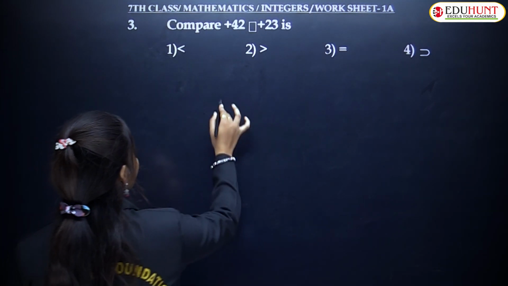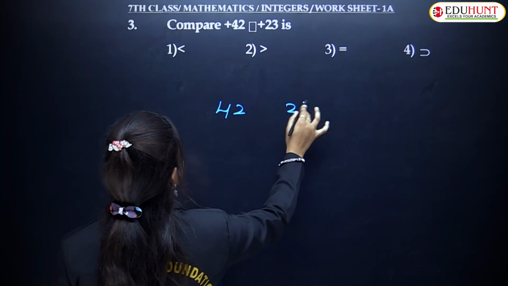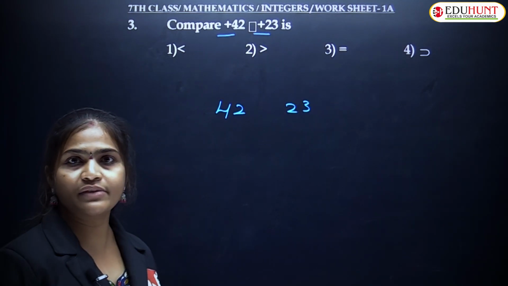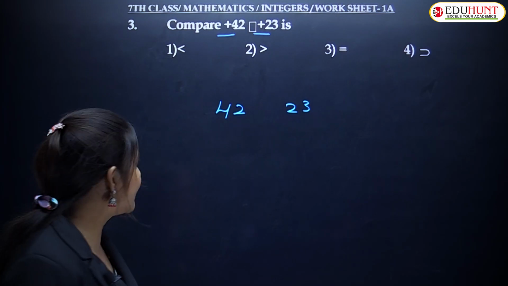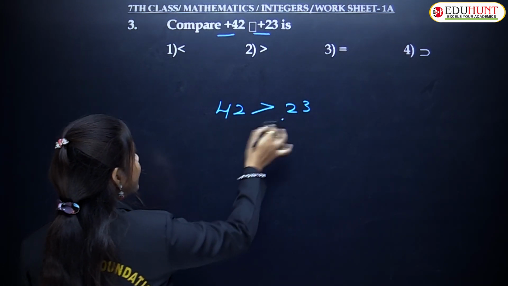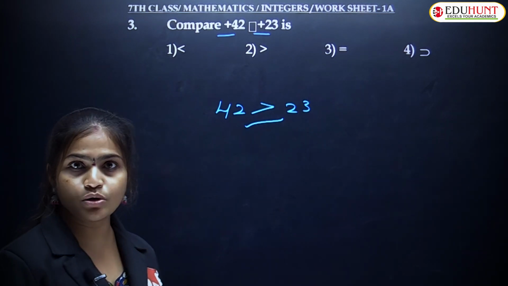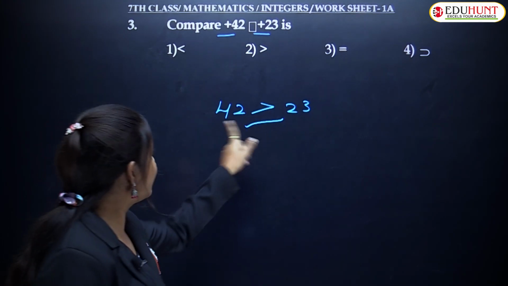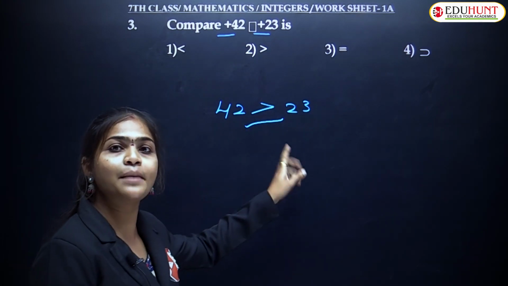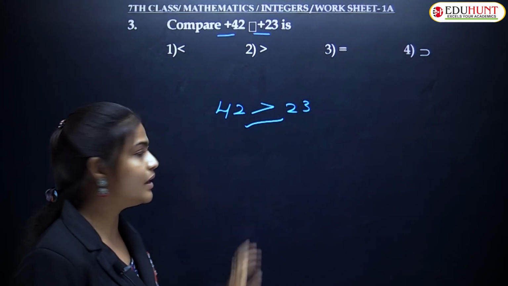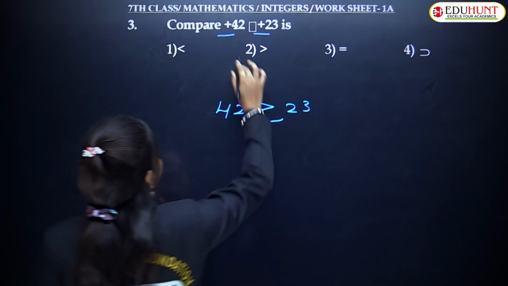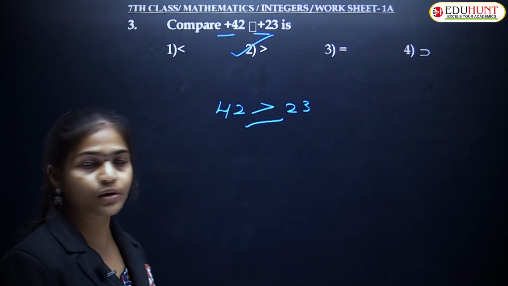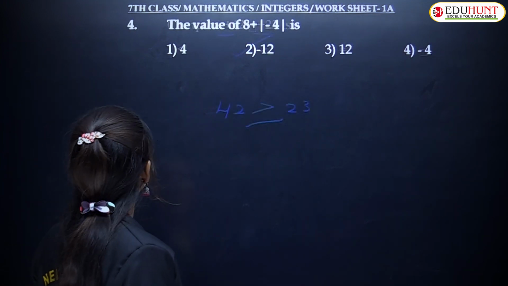Compare 42 and 23. These two are positive integers, so we can easily compare them. 42 is always greater than 23, because those two are positive values. If those two were negative values, then minus 42 is less than minus 23. Understand? Which option is correct here? Option 2 is correct, that is greater than.